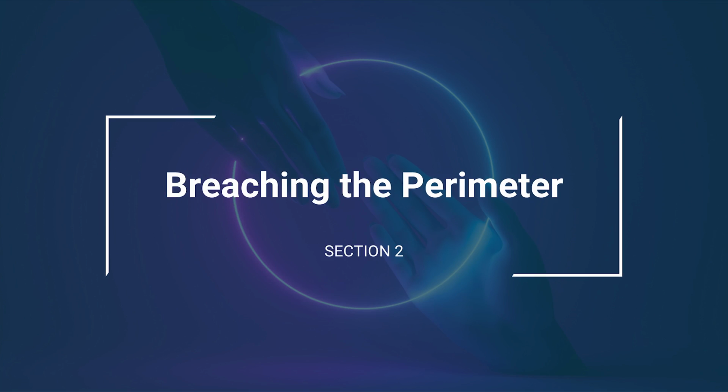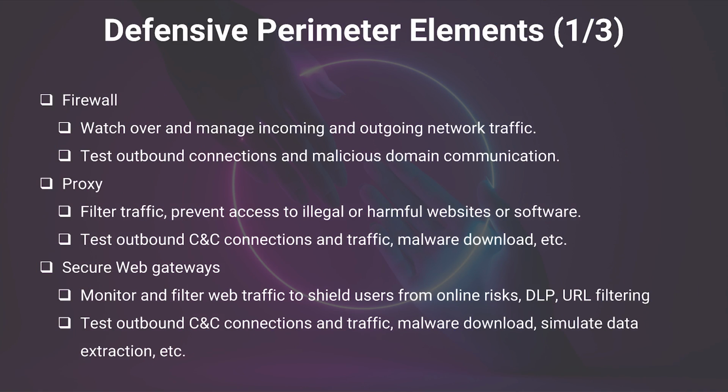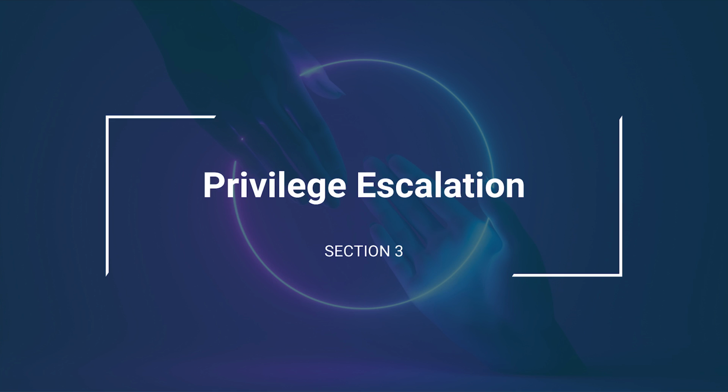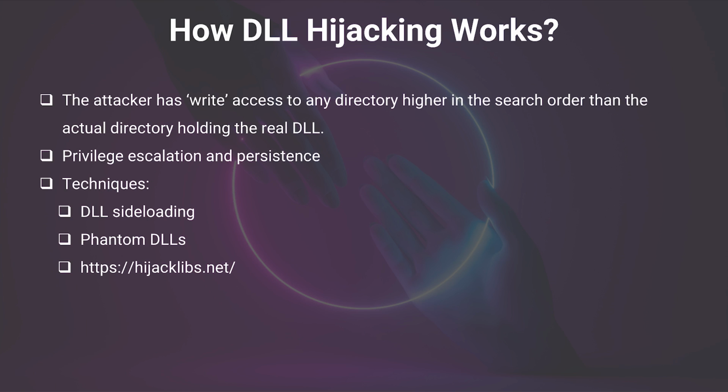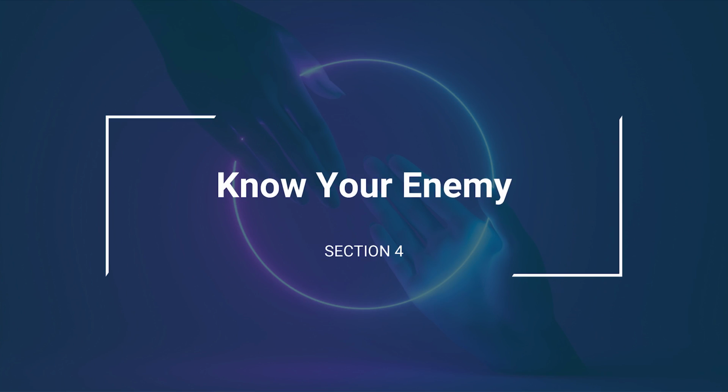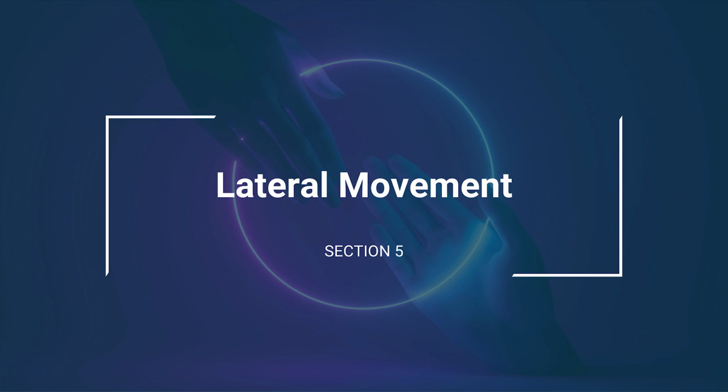So in section 2, we'll be first breaching the perimeter. The idea here is to demonstrate outer defenses and how to get around them, how the attackers do this, and how you can try to detect them. From there, we'll be talking about privilege escalation, which is a process of escalating privileges on the local machines, just to be able to do more than what you can under the context of a low privilege user. From there, we'll be enumerating the domain and getting to know our enemy from the attacker's point of view, if you will. Next section, we'll talk about lateral movement.